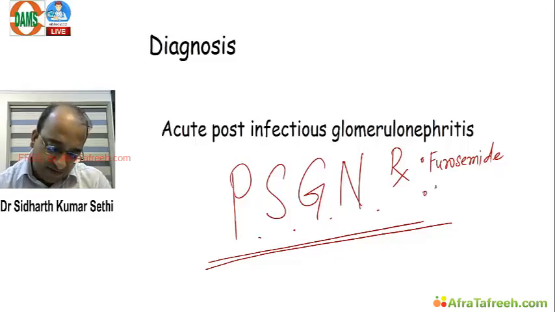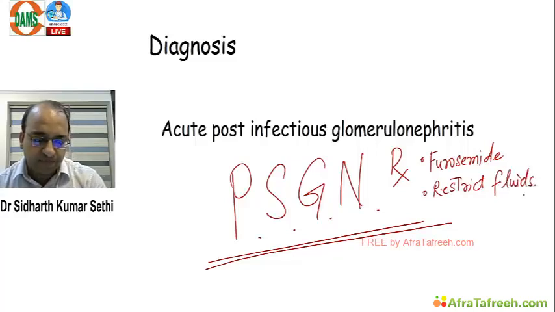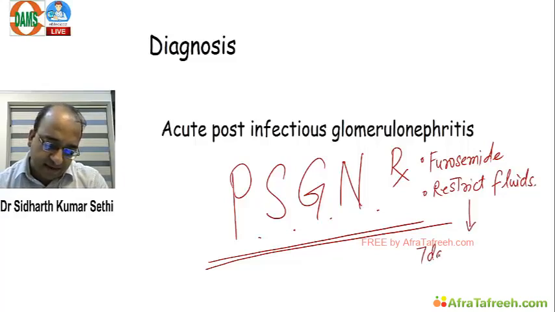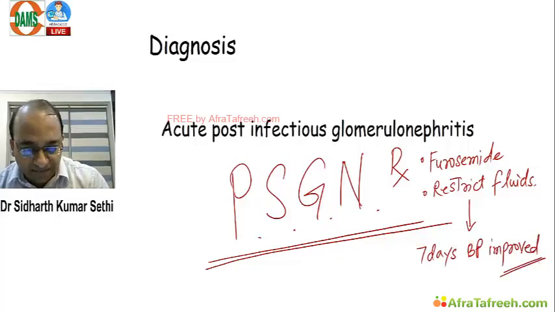So I will restrict fluids here. I'll give him furosemide, manage his hypertension. And over the next 7 days, this child's BP improved, his swelling improved, and I sent him home and discharged him.